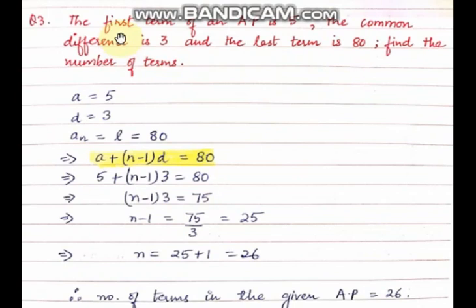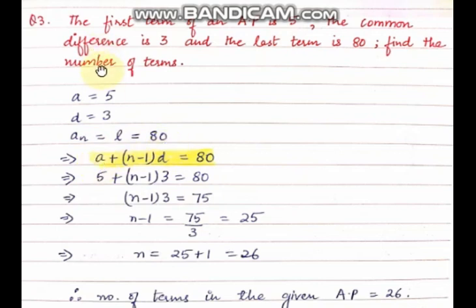Let's see another question. Here the first term of an AP is 5, common difference is 3, last term is 80. There are a few things given to us and we need to find the number of terms in this arithmetic progression. I listed down mathematically what is given in the statement. First term, that means a of AP, is 5. Common difference is 3. And the last term, as we have already discussed earlier, can also be written as an, the general term, and it is also represented by L. So an and L are one and the same thing here, and it is given to be 80.